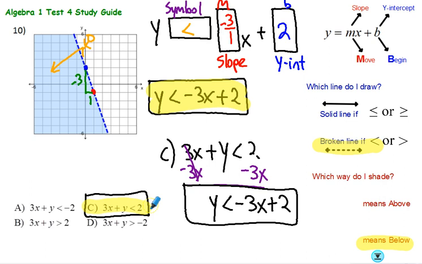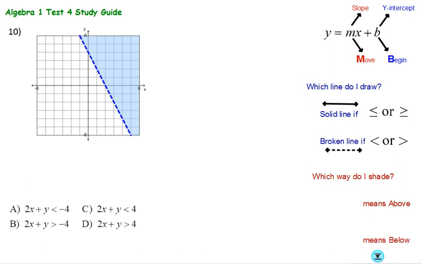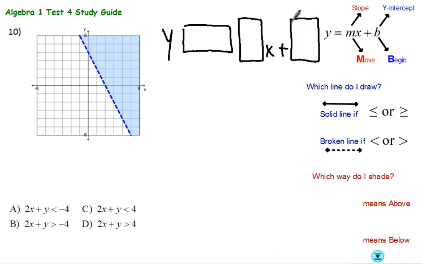All right, so try number 10 in the middle. Let's see what you came up with for this one out of A, B, C, or D. But again, we're going to start with slope-intercept form, figure out what it would be in slope-intercept form first, and then we'll figure out how they ended up getting it into standard form. Same routine. We need to figure out what the symbol's going to be: solid, broken, shade up, shade down, all that stuff. We need to figure out what the slope is going to be, and what the y-intercept is going to be.